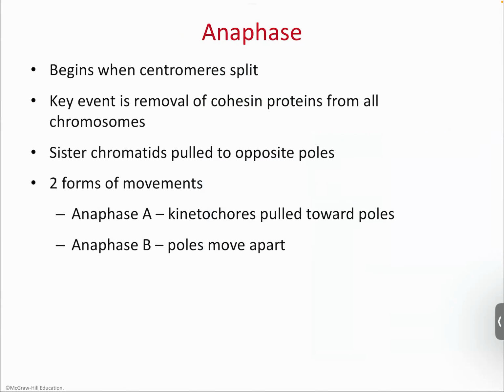So next step. Anaphase. Now that you got a hold of them, you got them lined up, now you have to pull them apart. A couple of things. First of all, you're going to be splitting these sisters apart at the centromere.